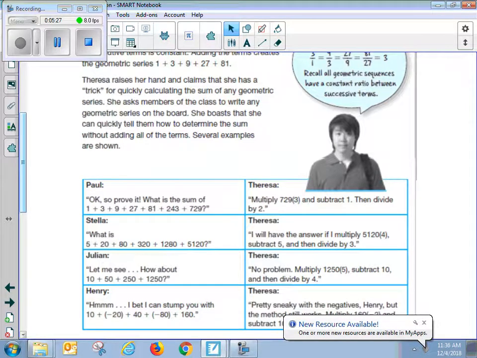So first of all, tell me what your first value is. What is your first term? 1. What is your ratio? Times 3. Good. And do you know the value of your last term? Good. Okay, so I really know everything.